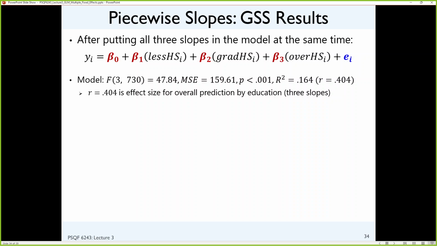Pretty good? Is there a number that I can quantify how good they did? Yeah, R squared. That is the proportion of variance explained by these three slopes of education, 16.4%. And if I unsquare it, that's R. So I can say the correlation between income as predicted by the model and real income is 0.4.